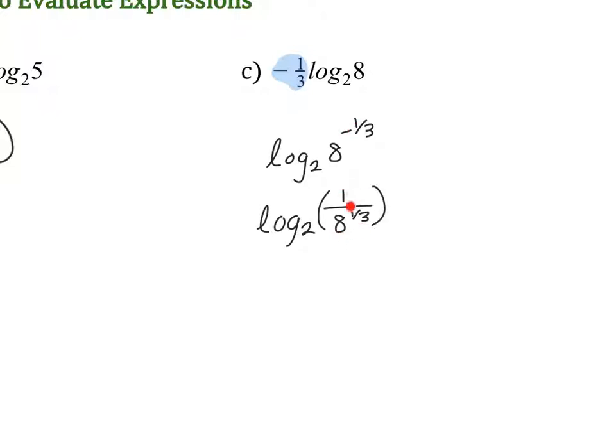Negative exponents cause a reciprocal action, and we know that 8 to the 1/3 just means cube root of 8, which is 2. Now this is something that I can evaluate. I know that 2 to the power of -1 equals 1/2, which means that this logarithm is equal to -1, because again, logarithms define exponents.